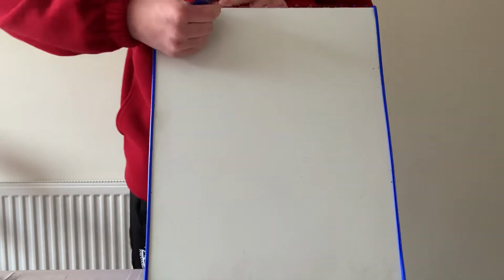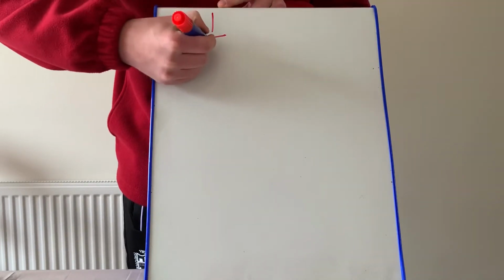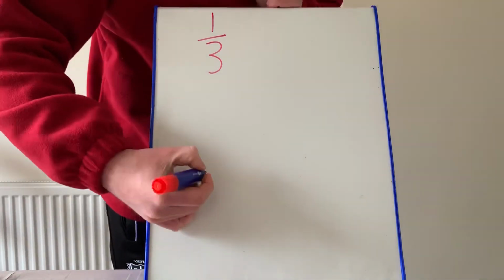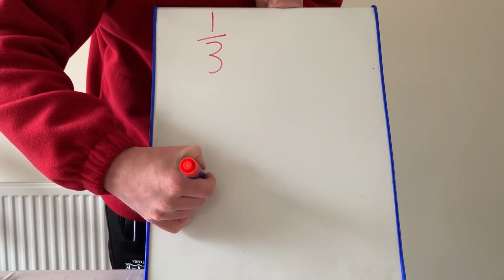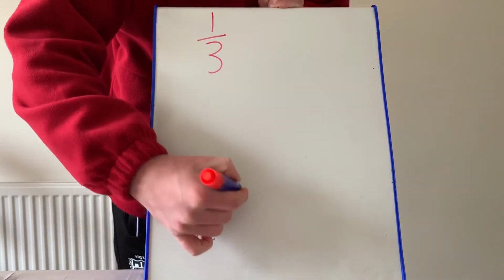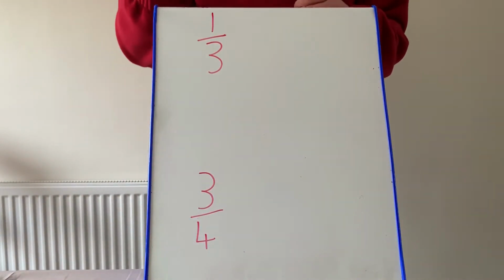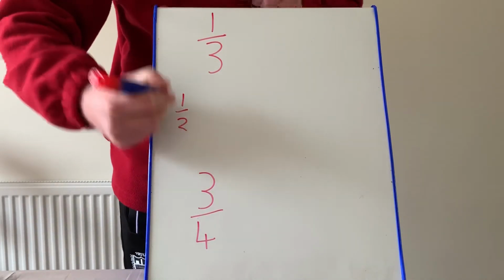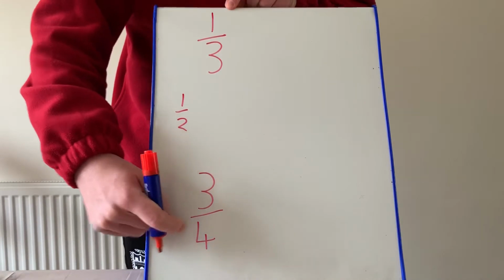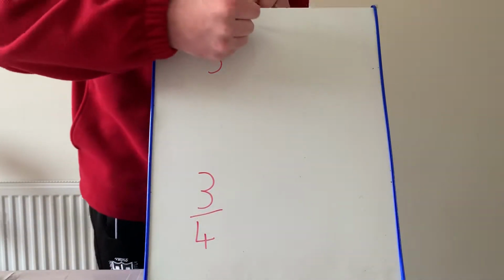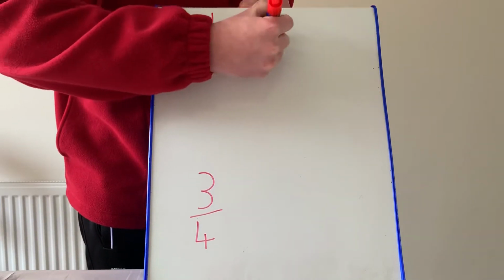Okay, we're going to do one more of each one. One where the numerator is 1, and one where the numerator is slightly higher. So we might go 3/4. Now remember, in year 2, you only need to be going up to quarters. So we've got halves, thirds, or quarters.